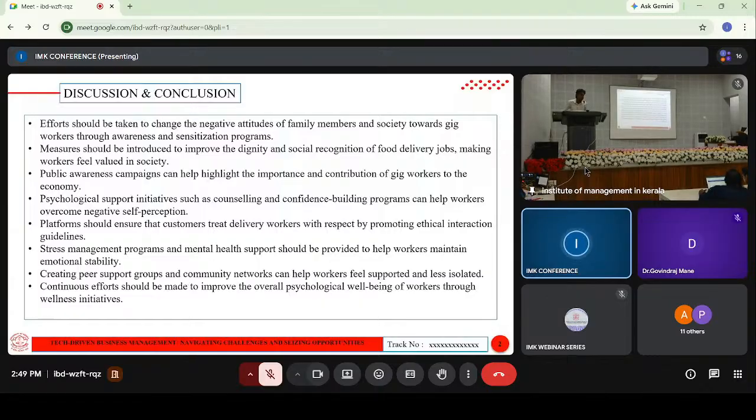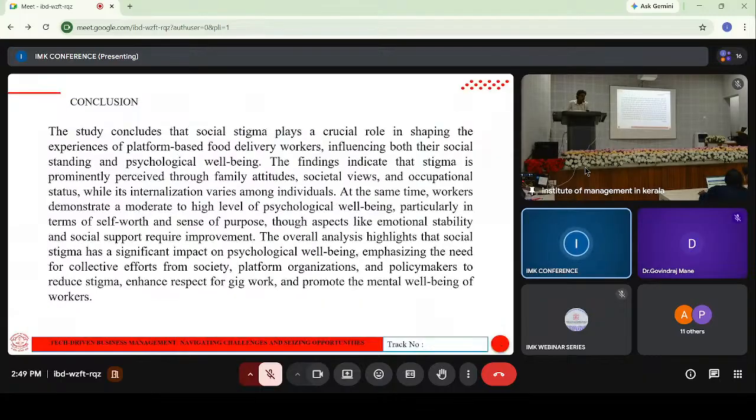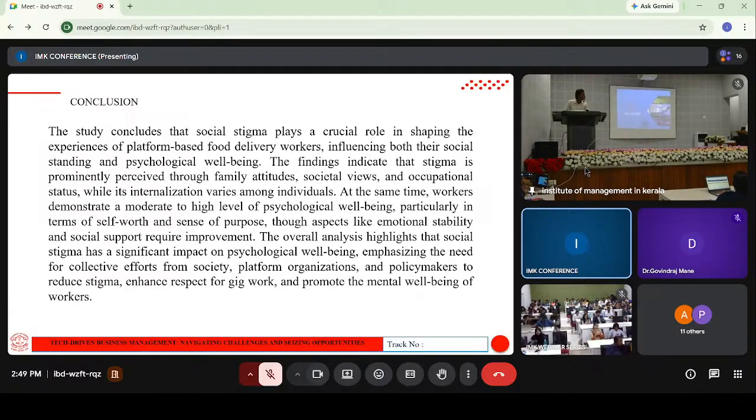So let us conclude. It is very clear that social stigma has a positive impact on psychological well-being. That emphasizes that a collective effort needs to be taken in order to reduce social stigma and support mental well-being. Thank you.